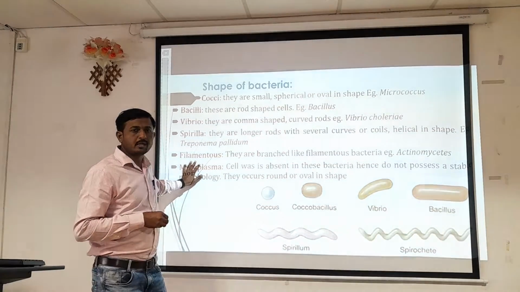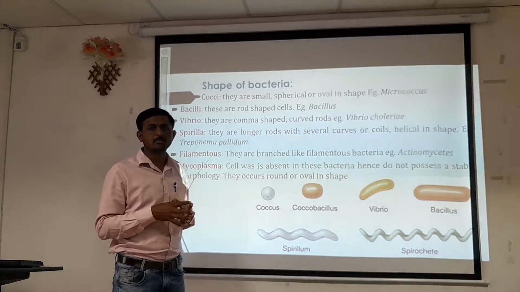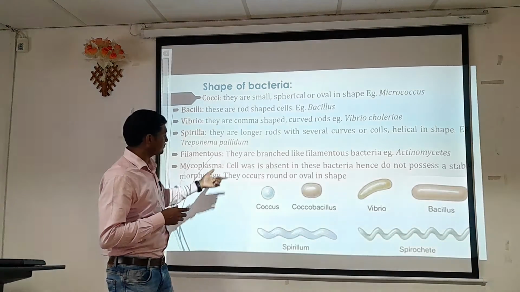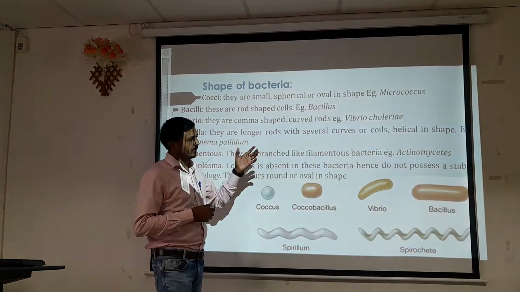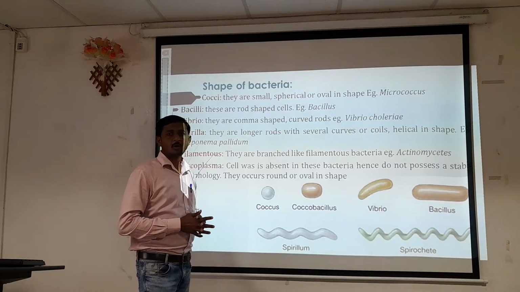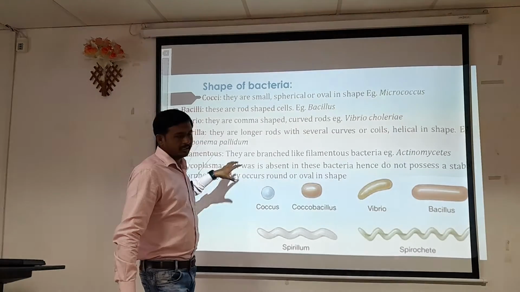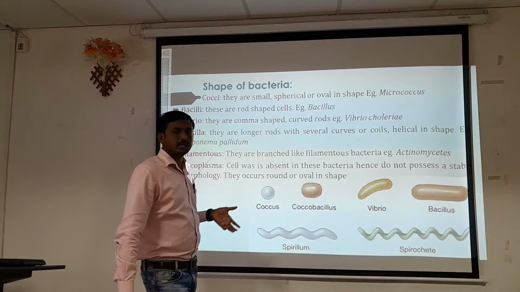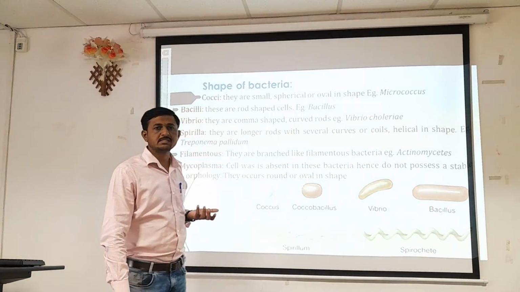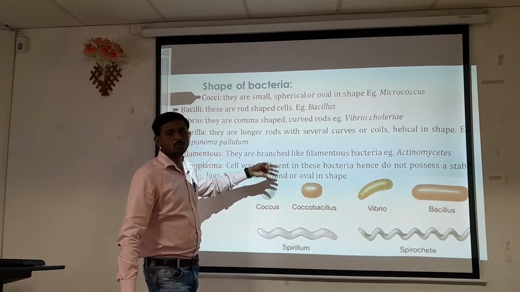Another shape of bacterial cell is the filamentous. A typical example of the filamentous type of arrangement of bacteria is observed in the actinomycetes. They are branch-like filamentous bacteria. An example of the filamentous shape of the bacterial cell is the actinomycetes. Apart from that, another type is Mycoplasma. In Mycoplasma, the cell wall is absent, so they do not possess a stable shape. Sometimes they are observed round or oval in shape.